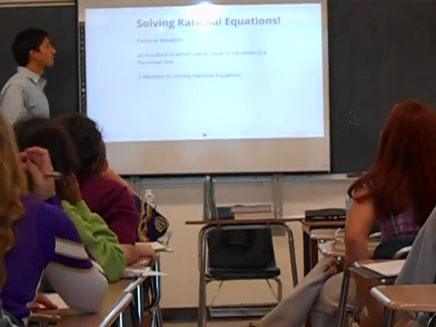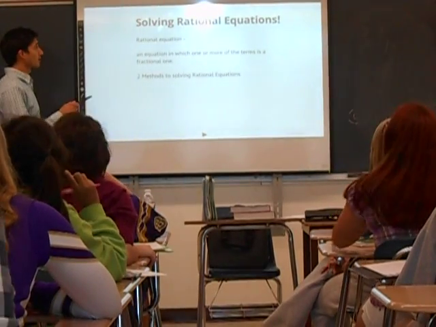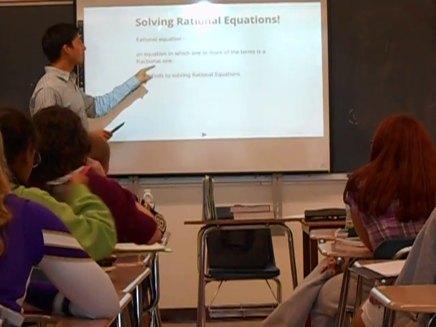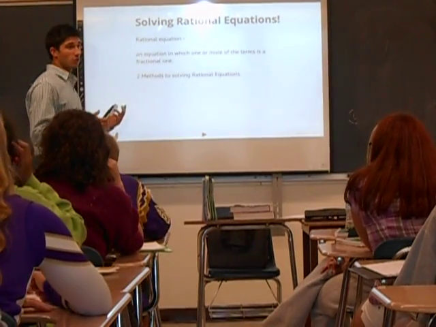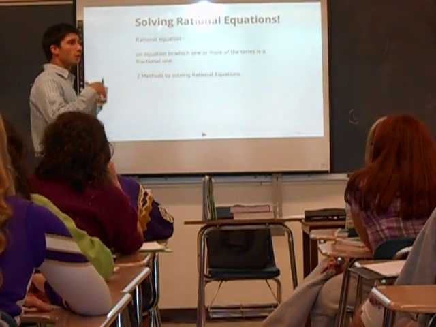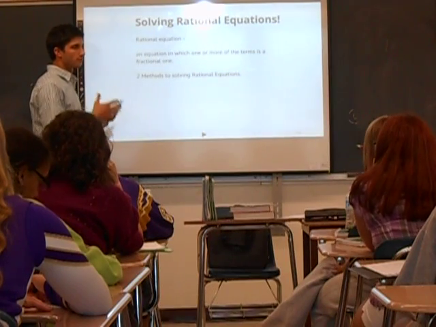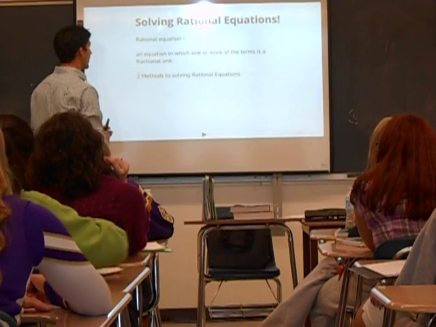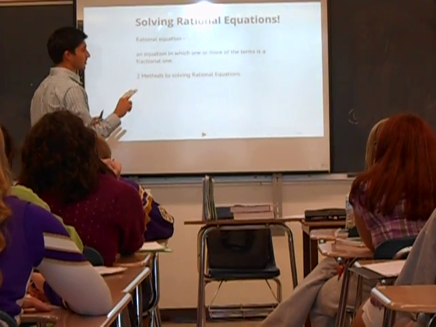Here we go. Okay, so today we're going to be going over solving rational equations. A rational equation is an equation in which one or more of the terms is a fraction, just like we've been going over. We've had multiple fractions in one grouping. So that's what a rational equation is. And we're going to use two methods to solve rational equations.